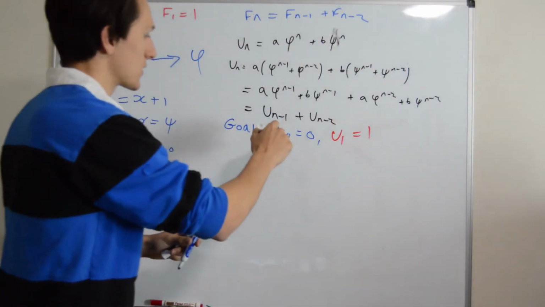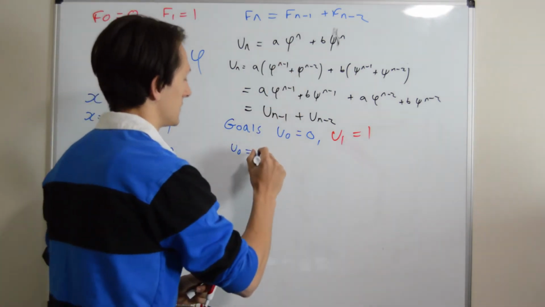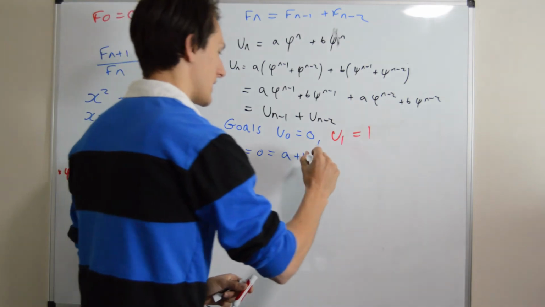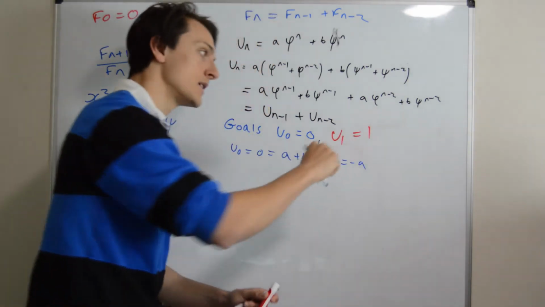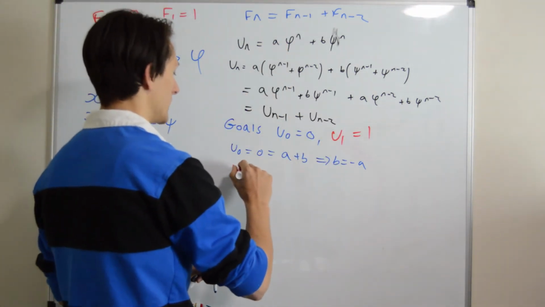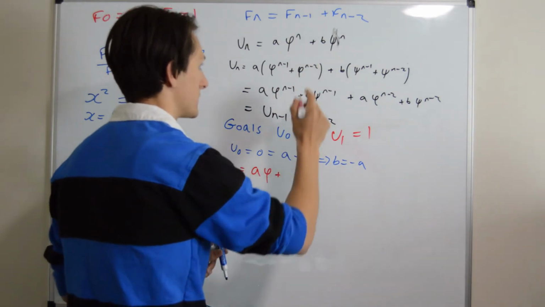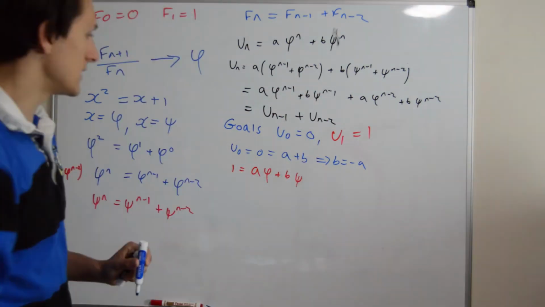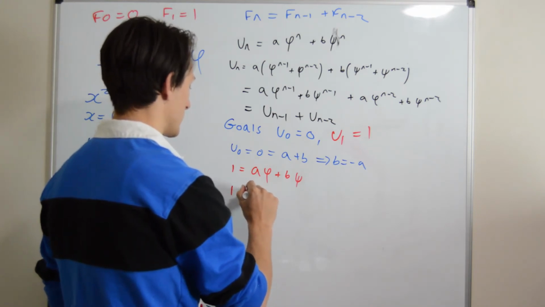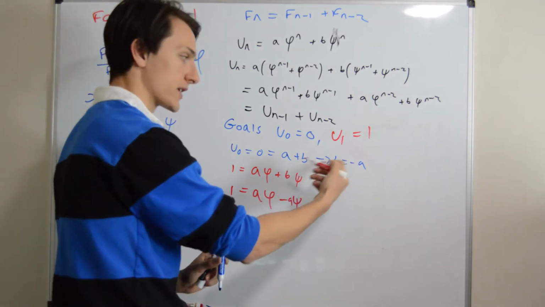So let's just plug that in, that's just simultaneous equations. First goal, plug in 0: I get U0 equal to 0, which is equal to A plus B. Rearranging that, this implies B equals minus A. Now for our second goal, plug in 1, so we get 1 equals A times phi plus B times psi. Let's change the B for minus A, so we get 1 equals A times phi minus A times psi, just plugging in B equals minus A.